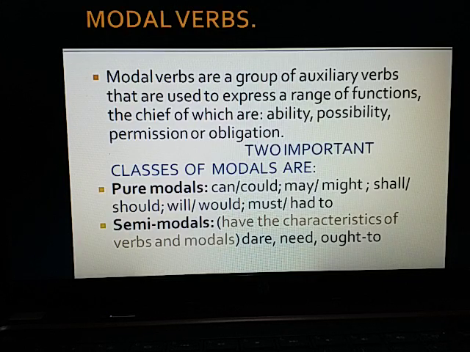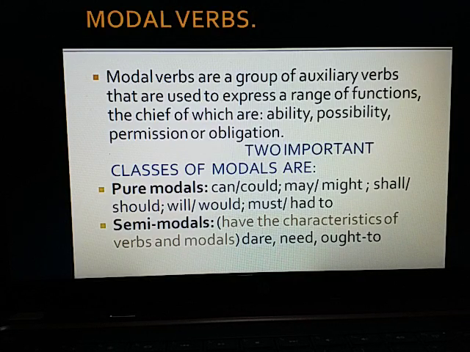They express the degree of certainty of the action in the sentence, or the attitude or opinion of the writer or speaker concerning the action. Need, dare, and used to are called semi-modals.